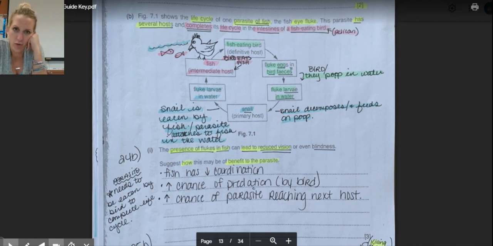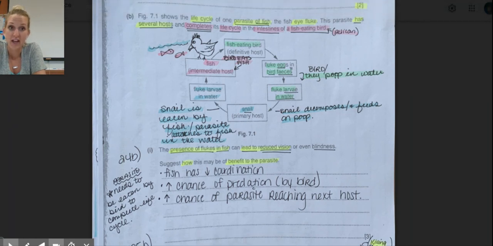Okay, so what's important is if the parasite wants to survive, it needs to find itself inside the intestines of a bird that eats fish. That's what it needs to do. So this is kind of how it starts. We have the fish-eating bird. Great. Bird poops, and they poop in the water, or even if they poop on the edge of the water, it can run off.